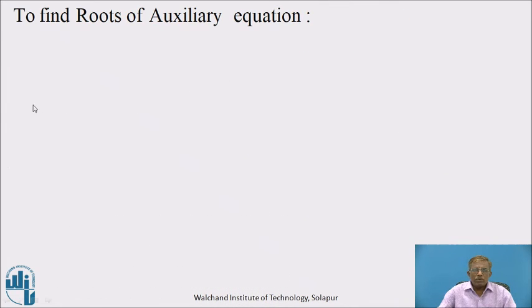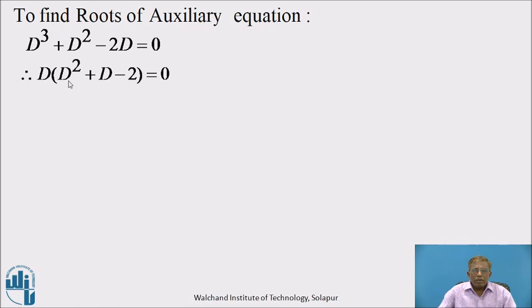Now we have to solve this equation. Here D^3 + D^2 - 2D = 0. To solve this equation, we factorize the left hand side. For that, D is taken common. In bracket, D^2 + D - 2 = 0. Keeping D as it is, we equate D = 0 as one equation, and D^2 + D - 2 = 0 as another equation. Now we have to solve the equation D^2 + D - 2 = 0 separately by factorizing.